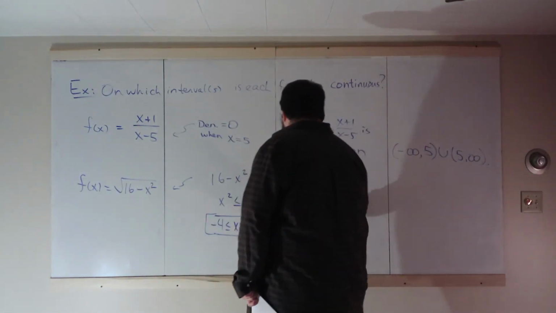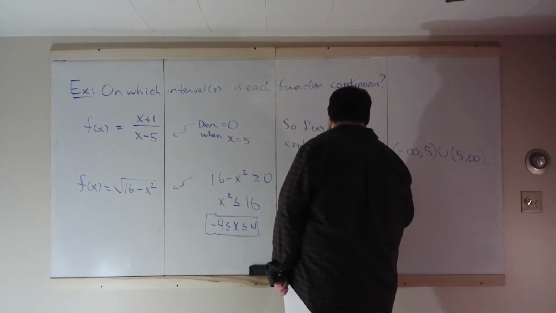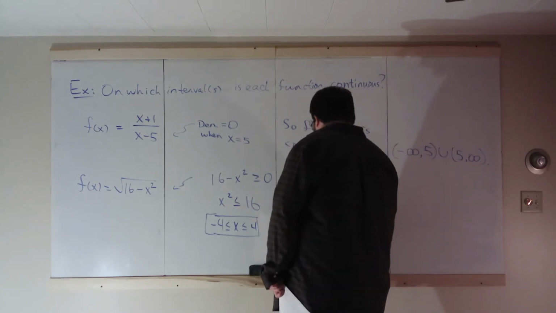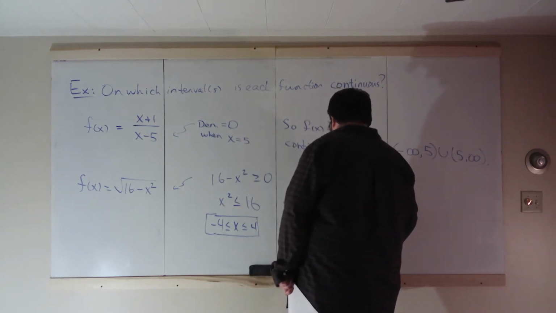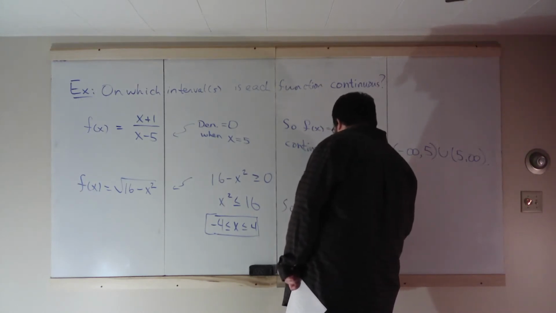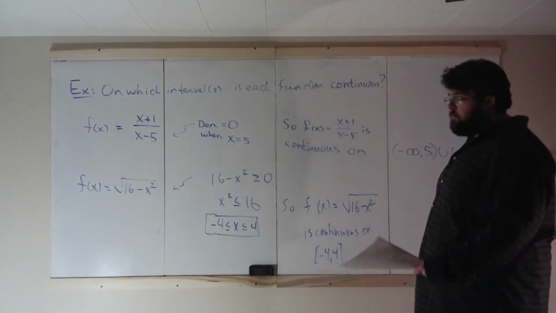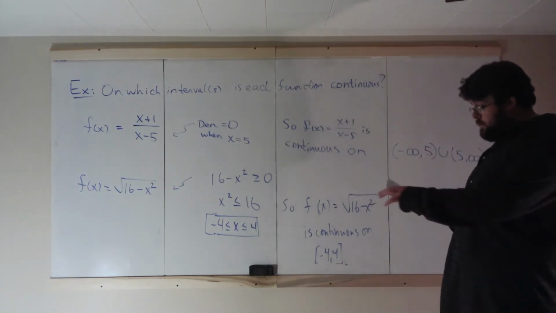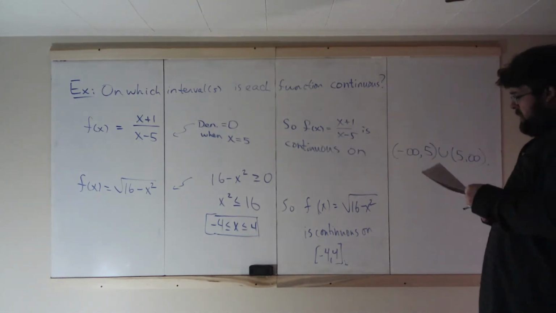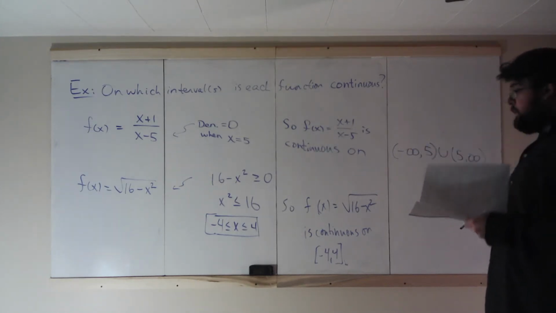So we'll say f of x equals root of 16 minus x squared is continuous on [negative 4, 4]. That's a bracket, not a line, including both of the endpoints, because square root of 0 is okay. And let's look at 2 more examples before covering our final theorem.